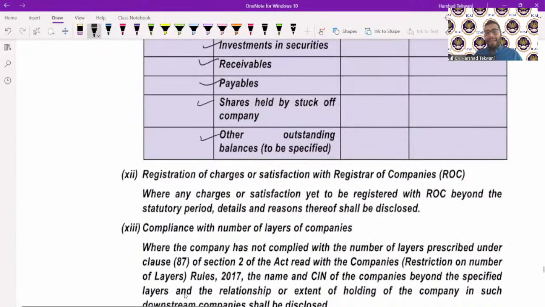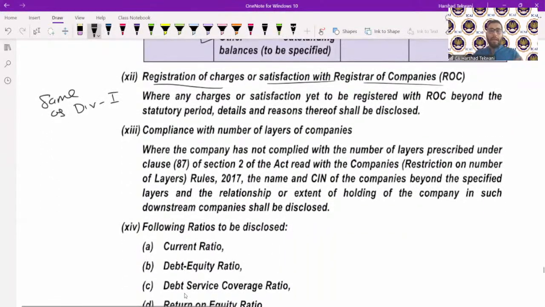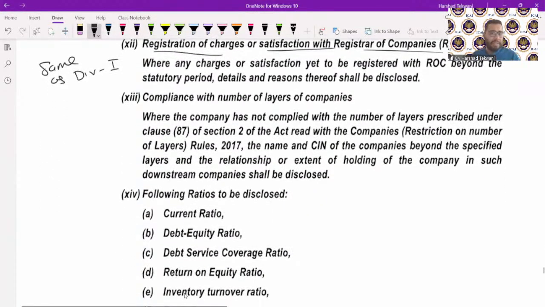If there is pending registration of charge or satisfaction of charge with ROC, we need to provide details of that. Again, same. Registration of charge or satisfaction of charge with ROC. Compliance with the number of layers, same as division 1. What is compliance with the number of layers of company?